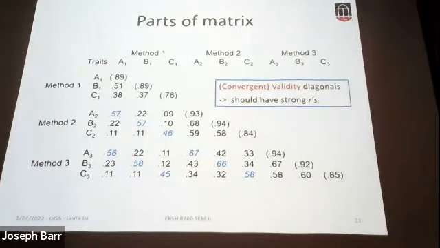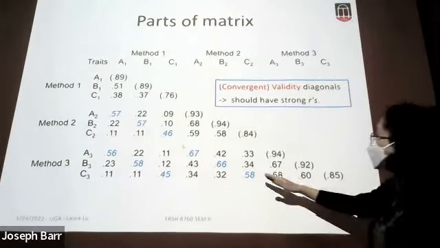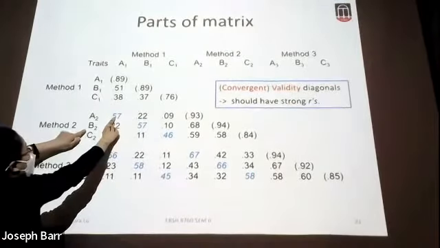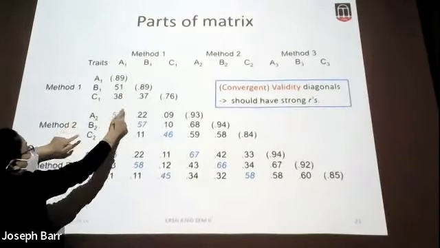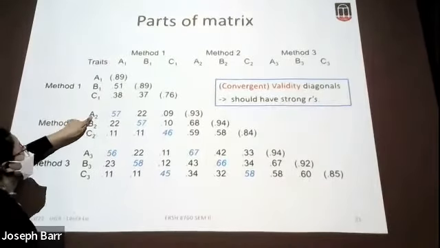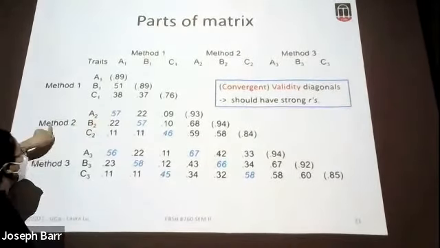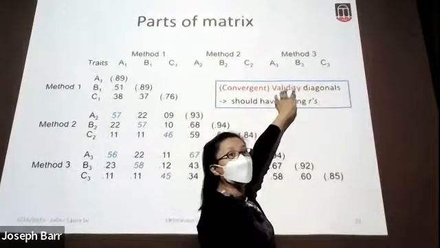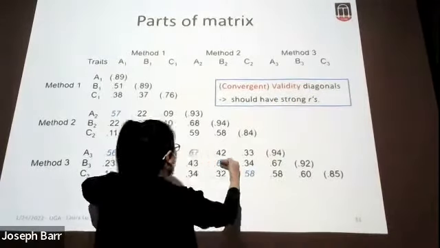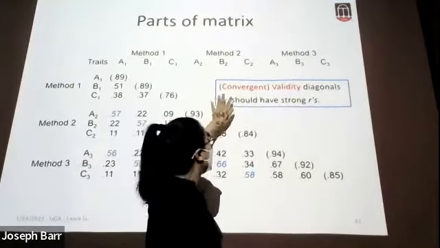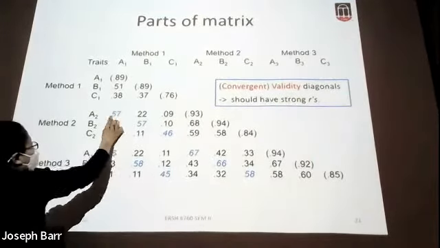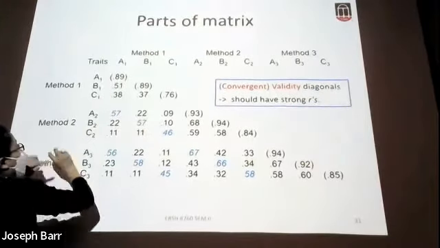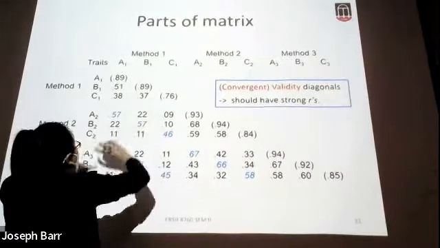It's convergent. Let's look at those blue numbers. For example, this is the correlation between the same trait A, but different methods: method 1 and method 2. So this is convergent validity. We call it diagonal because all of these form a diagonal. So all of these are convergent validities. This number and this number tell us the correlation between the same trait B, method 1 and method 2. This is the same trait C, method 1, method 2.